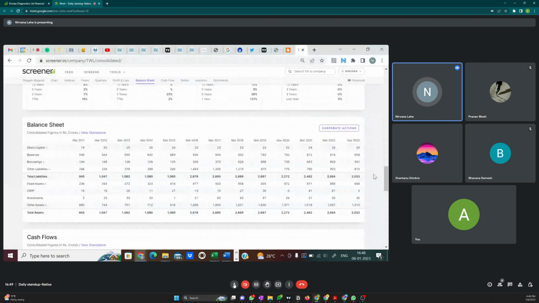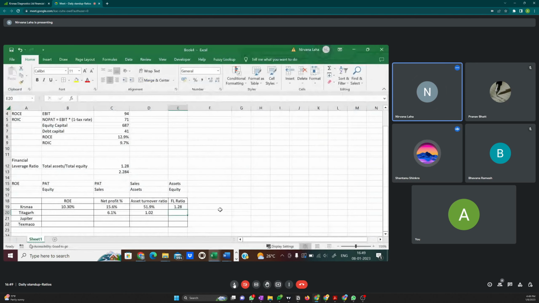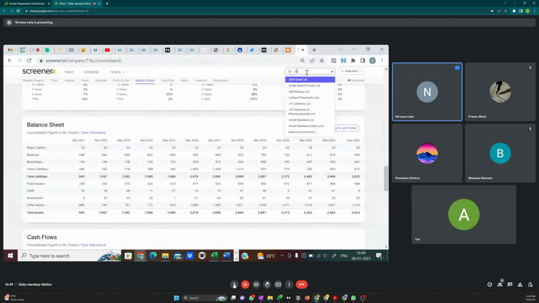And the FL ratio is 2033 divided by say 883. So if you multiply these, you will get your ROE. Your ROE is 14.3%.